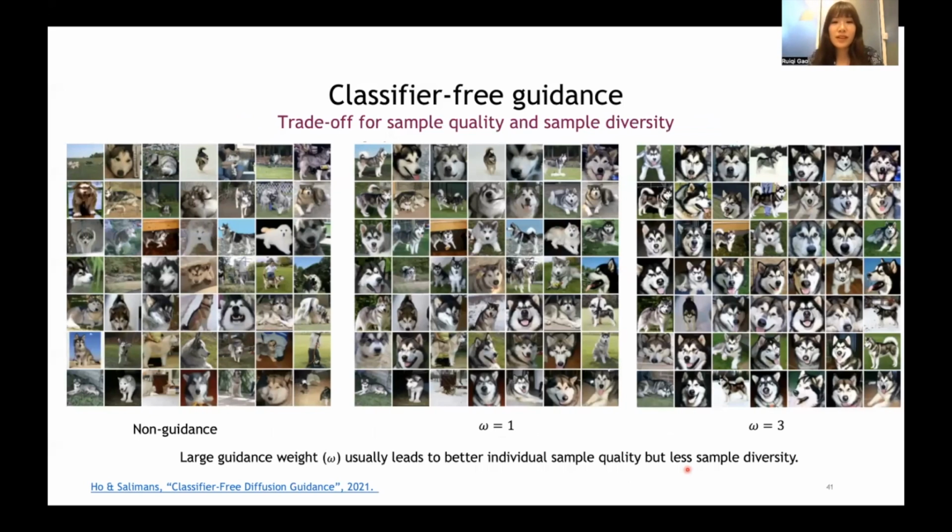And in these three panels, we can see the trade-off between sample quality and sample diversity more clearly. From left to right, we gradually increase the strength of the guidance, and we can see clearly that, individually speaking, the sample quality of each image increases. However, the samples look more similar to each other if we use a large classifier or classifier-free guidance.